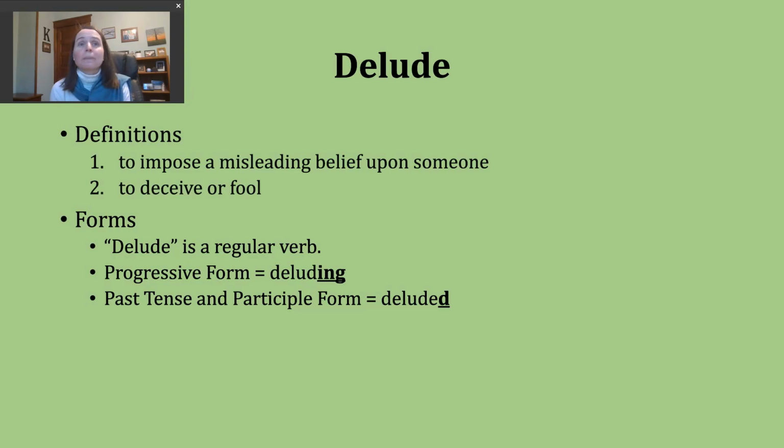Now the base verb delude ends in a D sound. And this means when we add that ed ending, we are going to add an extra syllable. We're going to make an id sound. So the past tense and the participle form of the verb should sound like this: deluded, deluded.